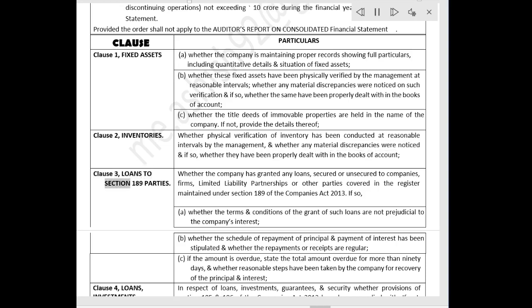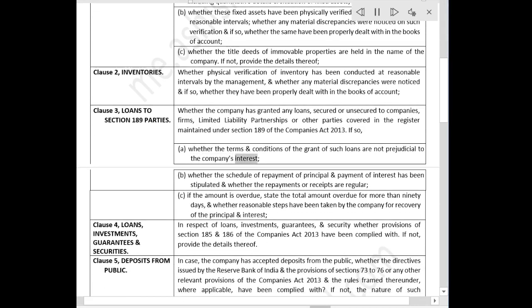Clause 3. Loans to Section 189 parties. Whether the company has granted any loans, secured or unsecured, to companies, firms, limited liability partnerships or other parties covered in the register maintained under Section 189 of the Companies Act 2013. If so, A. Whether the terms and conditions of the grant of such loans are not prejudicial to the company's interest. B. Whether the schedule of repayment of principal and payment of interest has been stipulated, and whether the repayments or receipts are regular.